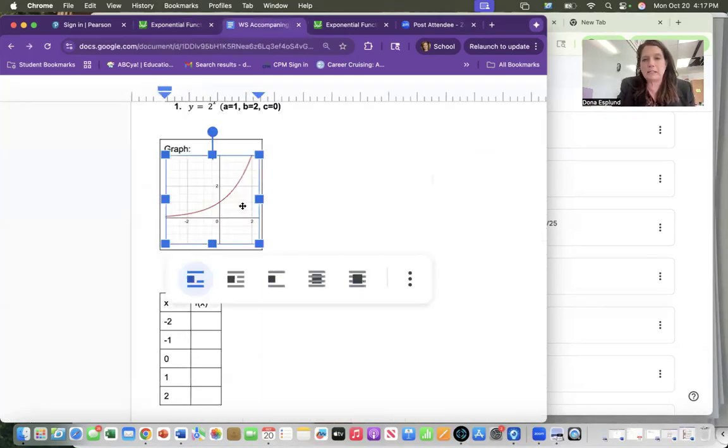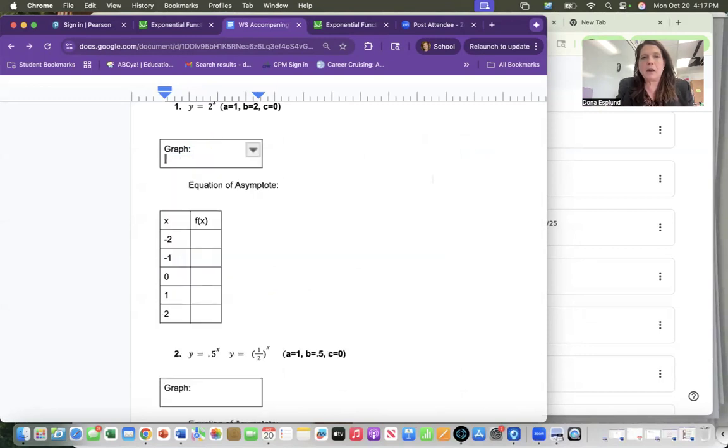I'm going to just go ahead and delete this one out because this is mine. Okay, I want your cursor to be inside the little graph table box. And then I want you to tell it to insert.